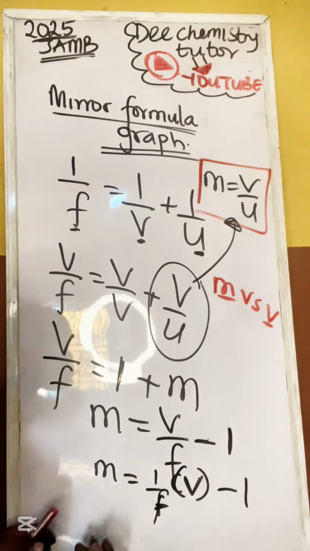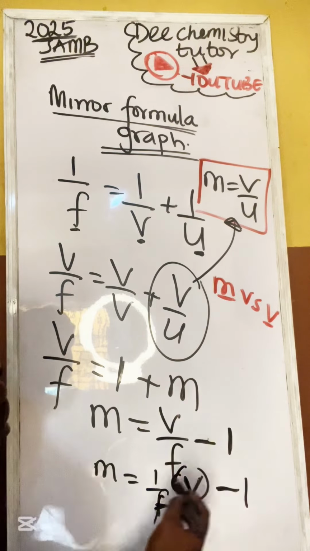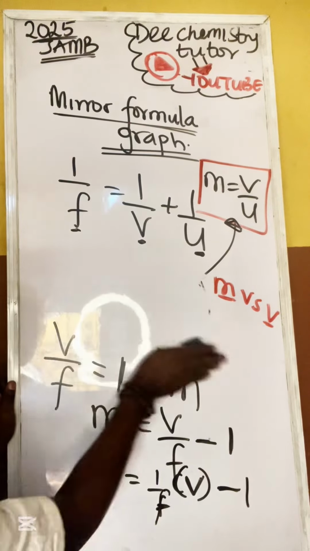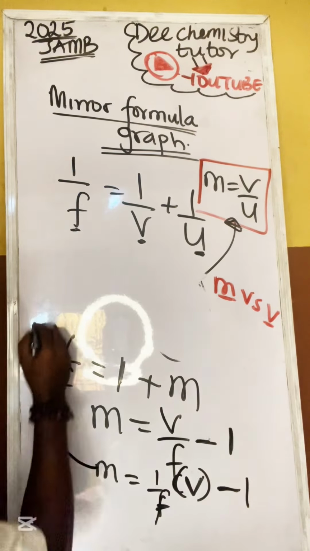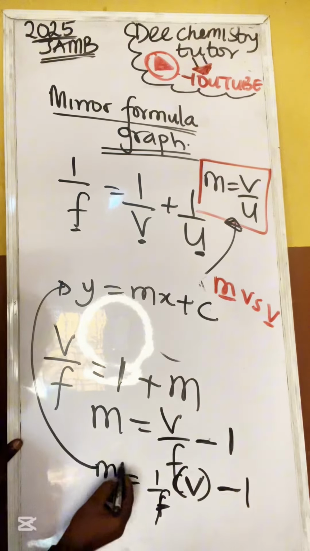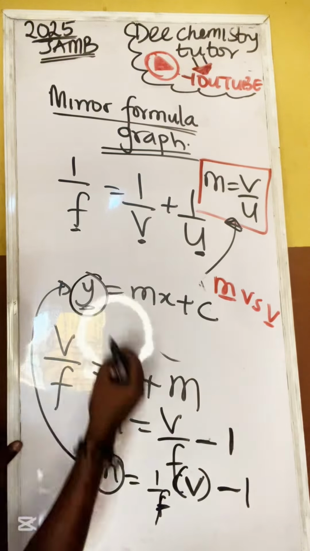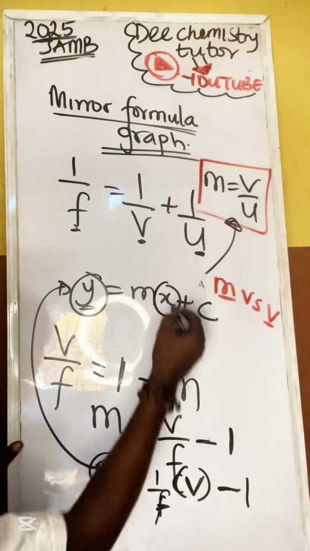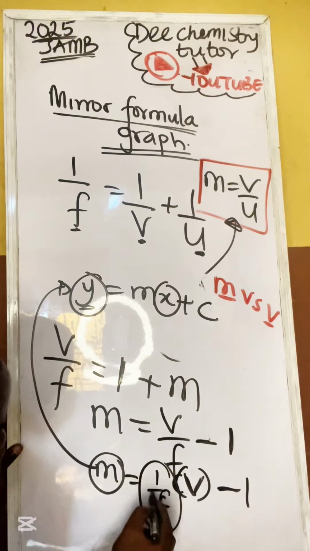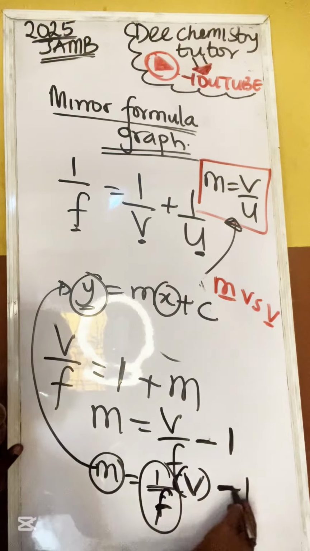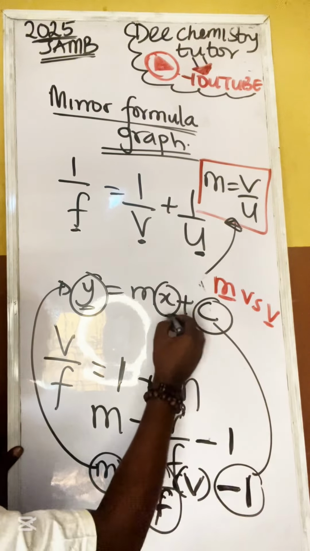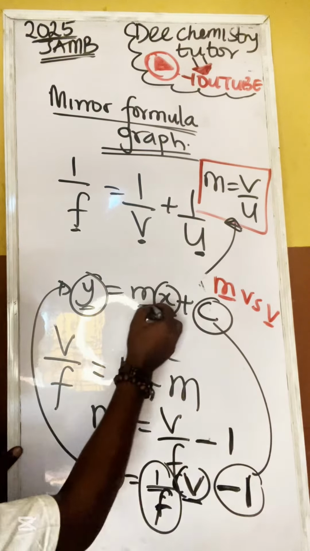I can compare this equation to a straight line, y equals mx plus c. So the y-axis is m, abi, then the x is v, because that's what they said, m against v. Then 1 over f will be the gradient, and this minus 1 is the y-intercept. So that's the way to compare when you want to form a graph. So this x you are seeing here is the v, and this y is the m.